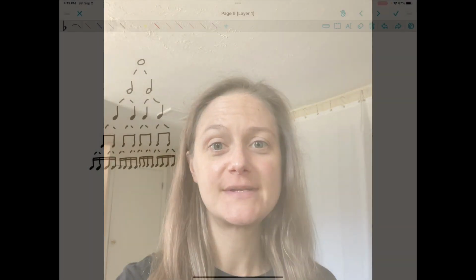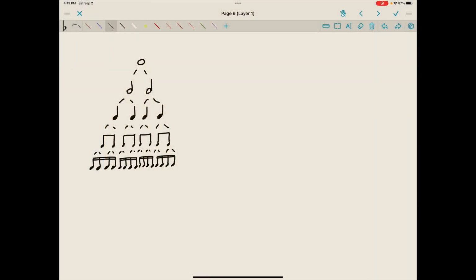This is Lesson 16, Part 1, and we will be covering dotted note values. Returning to our note value pyramid, let's just run through a few examples of time signatures. So let's start with 2/4 time.